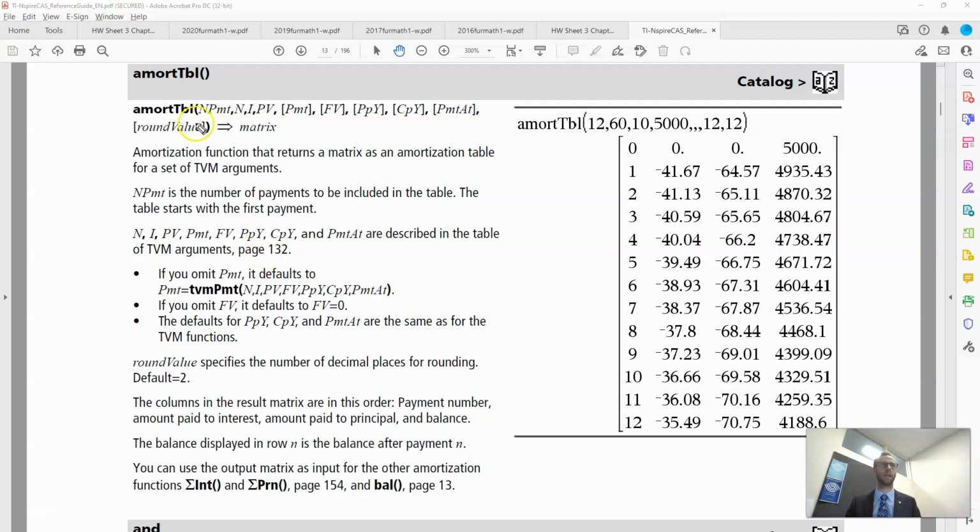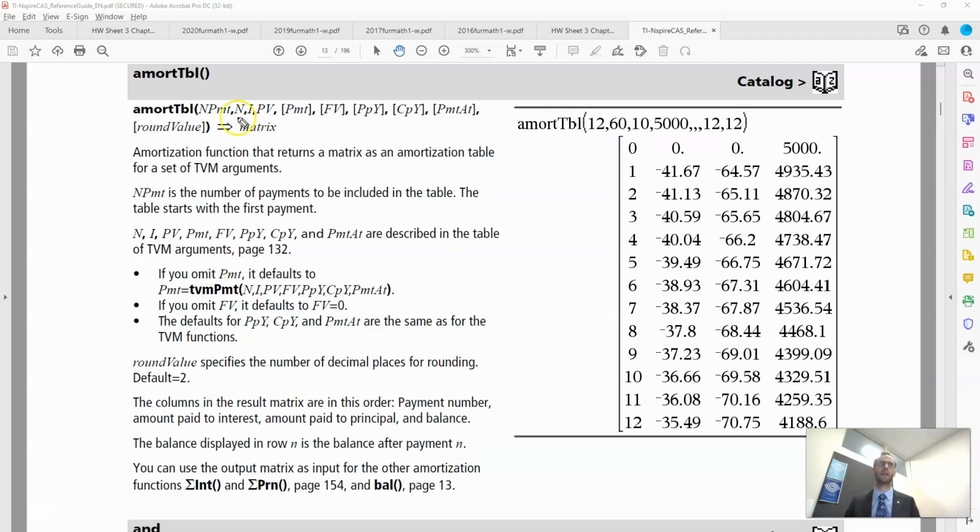The first one, NPMT, is the number of payments to be included in the table. In this example you see here on the right, we've got 12 as that first one. So there's 12 rows included in the table. Row 0 is always included for free. So that first number you're putting in tells the calculator how many rows you want.